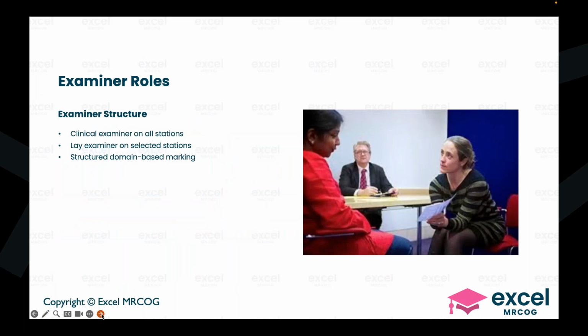All right, so as you know, it is something like this in the picture. There is a candidate who is addressing the patient's concern, and the examiner is watching you as you are doing the task. That is how the exam goes.